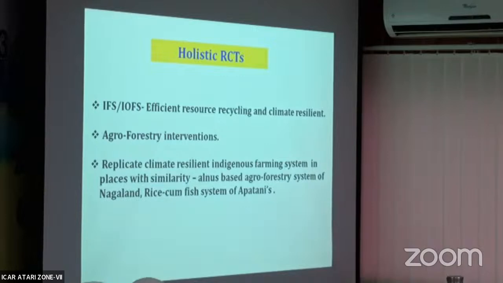Agroforestry intervention, I thought, what is the role of the tree and all this. These are holistic approaches, and we can replicate climate resilient indigenous farming systems in places with similarity. Suppose Alder-based agroforestry is in Nagaland, and rice-cum-fish culture elsewhere. If a similar situation is there, we can scale it up, because these are proven technologies. Since long they have been practicing them, and they are still surviving on this.